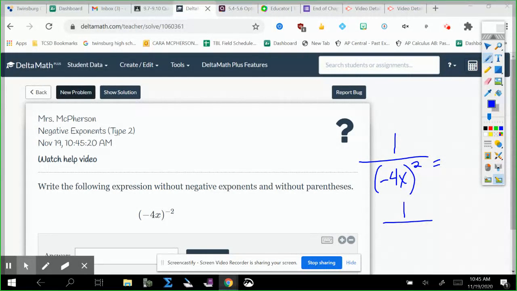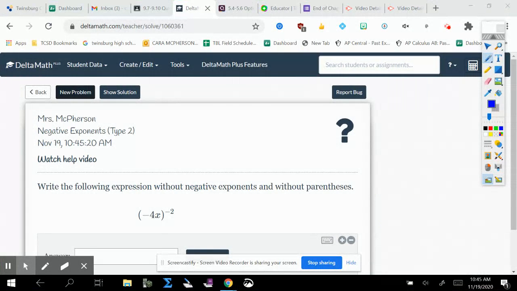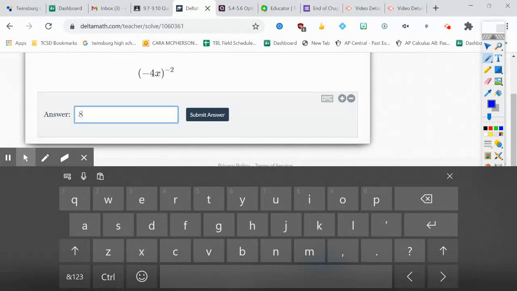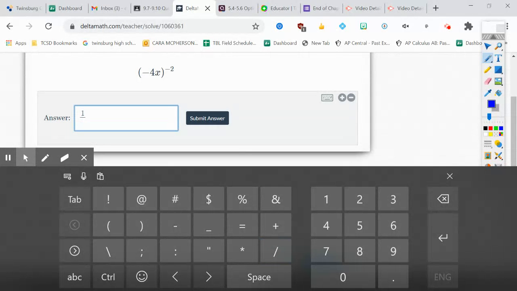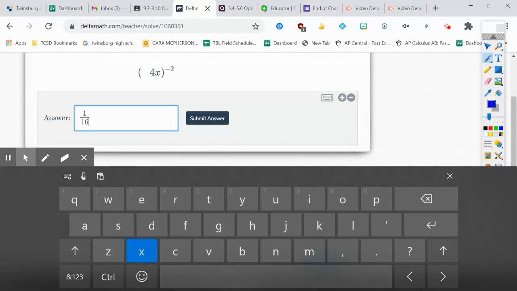When you take negative 4 times itself, negative 4 times negative 4, you get 16. And then when you take x by itself, you get x squared. Now when you write it on Delta Math, you're going to have 1 divided by, and then the whole thing is in the bottom. So now we're going to do 16, and then x to the second power.